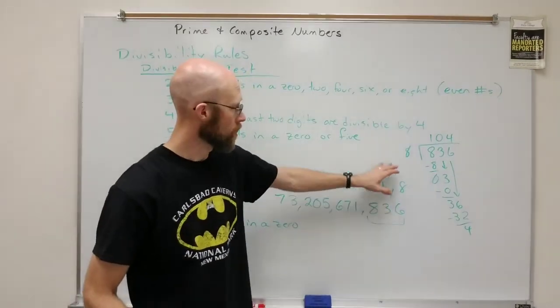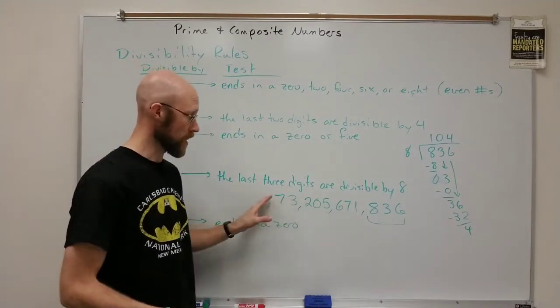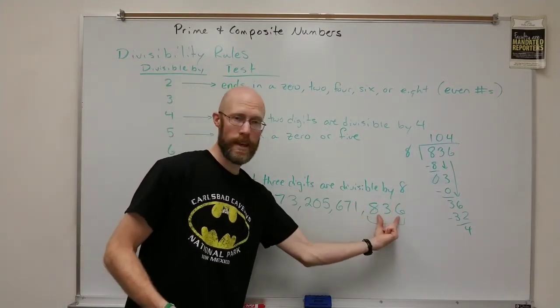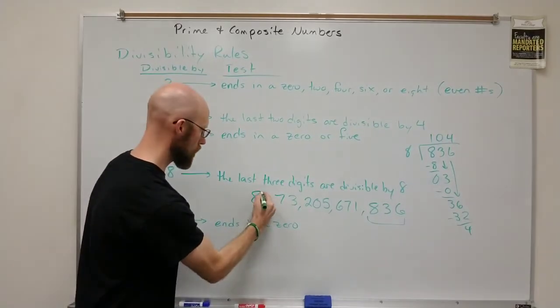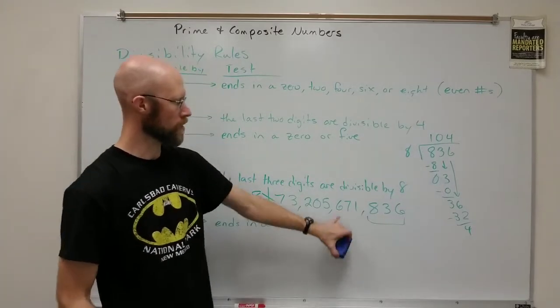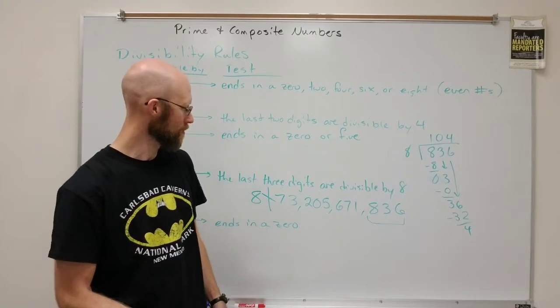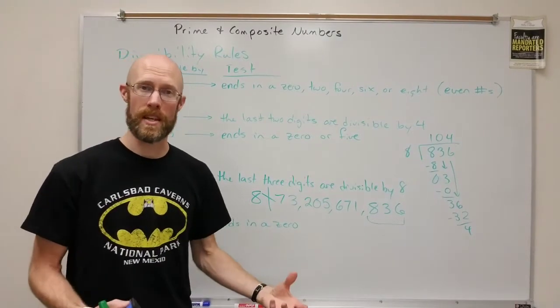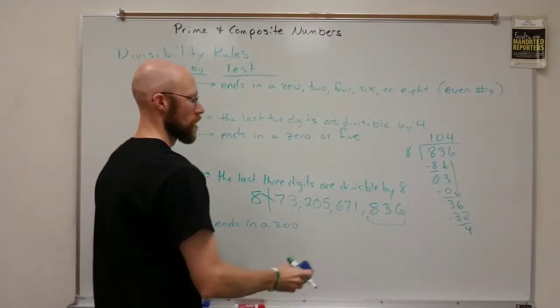So the remainder is not 0, so 8 does not divide the entire number, right? If it doesn't divide the last 3 digits, it doesn't divide the entire number. And we would say that 8 does not divide 73,205,671,836. Okay, that is the case. So that's an example of how we would use that test.